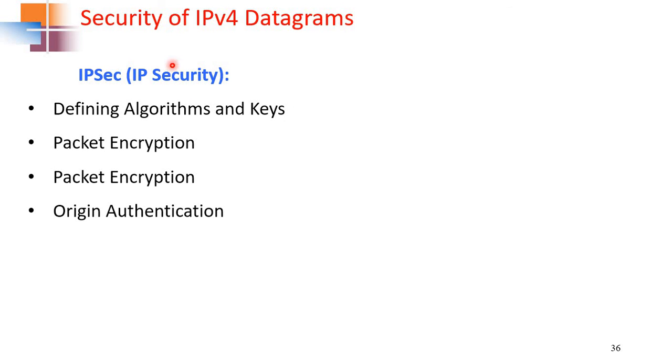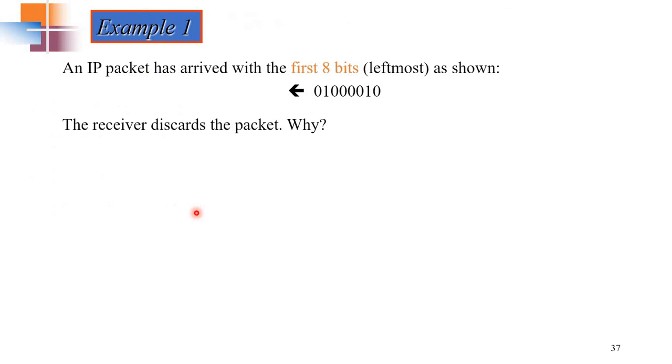Security of an IP datagram is nothing but we have to define the algorithm and the key, and we are going to do packet encryption, packet decryption, as well as origin authentication. All these things we have to do here. Here one of the examples has been given.